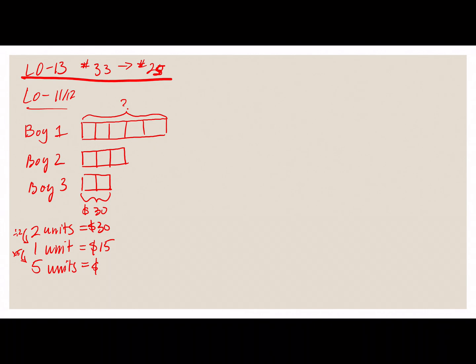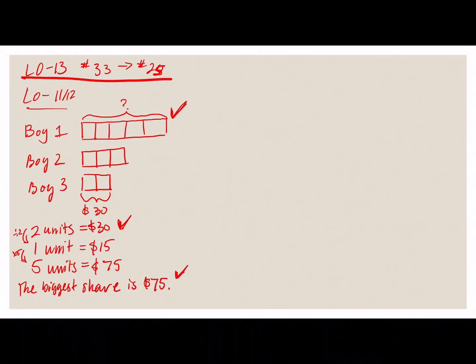Well, 15 times 2 is 30, plus 3 is 45, plus 4 is 60, plus 5 will be $75. Okay. So in learning outcome 11-12, we have our answer in our sentence, which is the answer to the question, find the biggest share. The biggest share is $75. Okay. So I have all 3 parts. So we have a bar model, arithmetic, and we have the answer in a complete sentence.